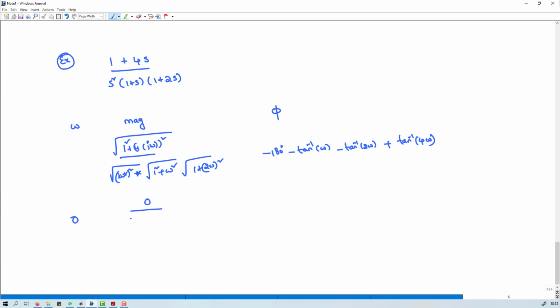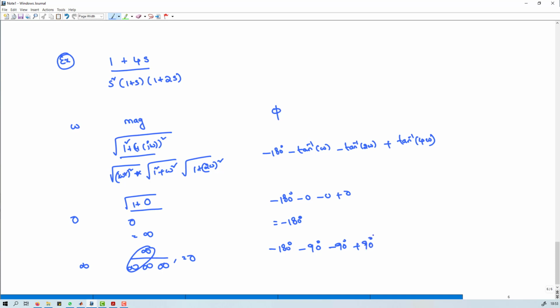Now here, when you substitute omega is equal to 0, the numerator is a finite value but the denominator is 0, so obviously you will get infinity. For phi, the remaining terms become 0, so you get minus 180 degrees. Now let us substitute omega is equal to infinity. The numerator is infinity, the denominator is infinity cubed, so the denominator is larger, so approximately 1 by infinity square, that will become equal to 0. And in the phase it is minus 180 minus 90 minus 90 plus 90, so minus 90 and plus 90 cancel out, and that will be minus 270.